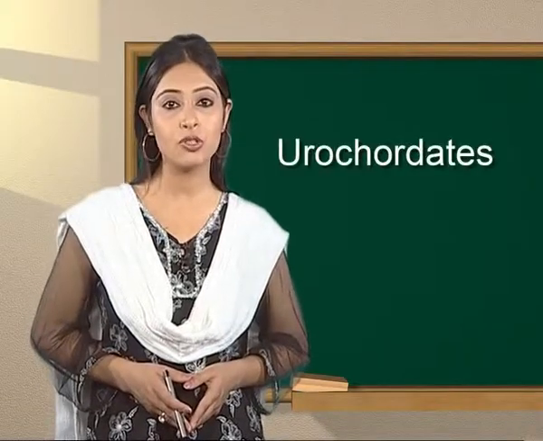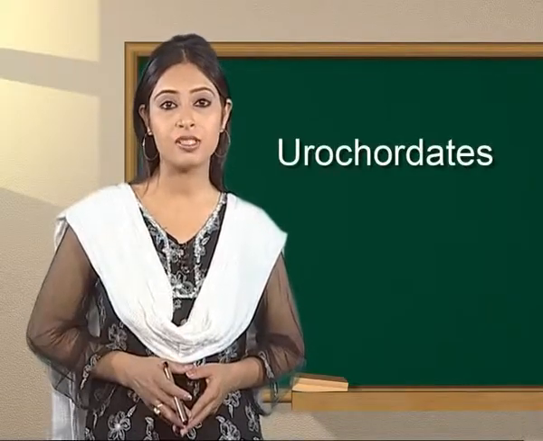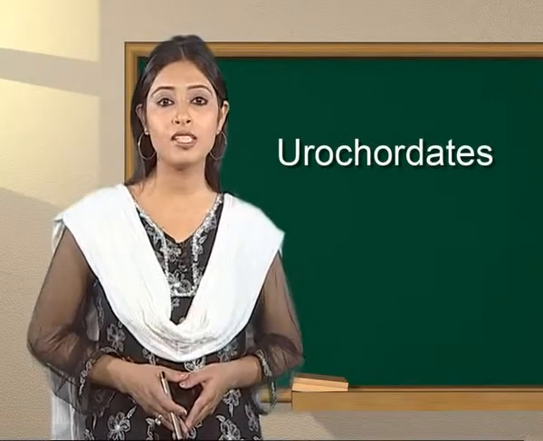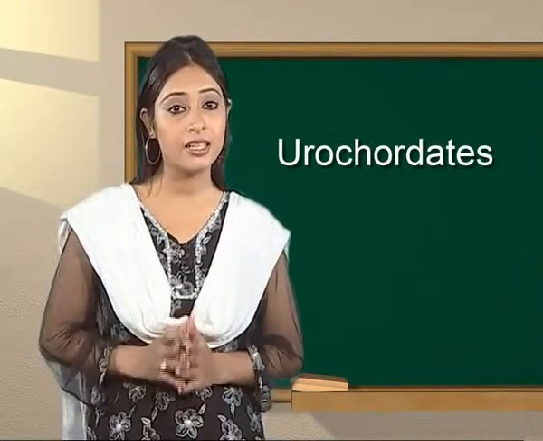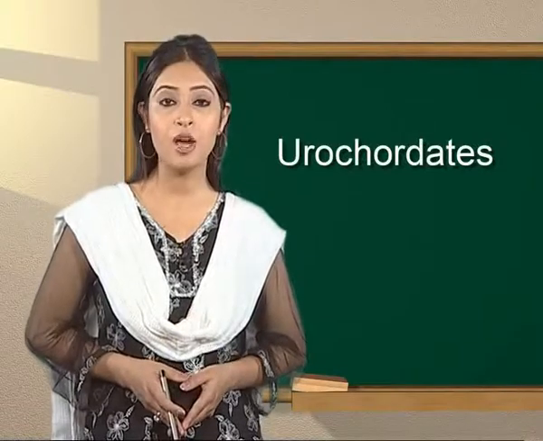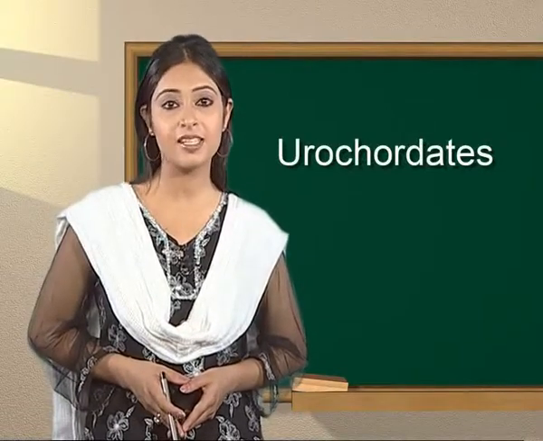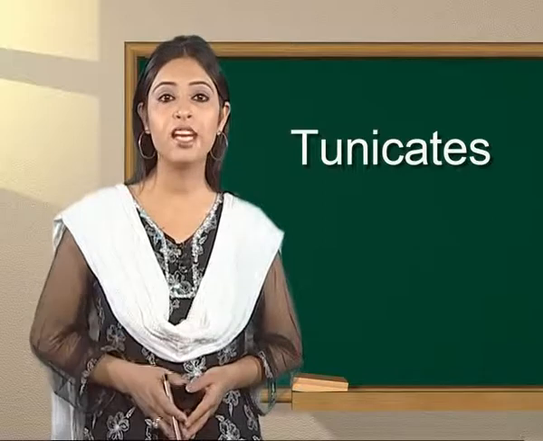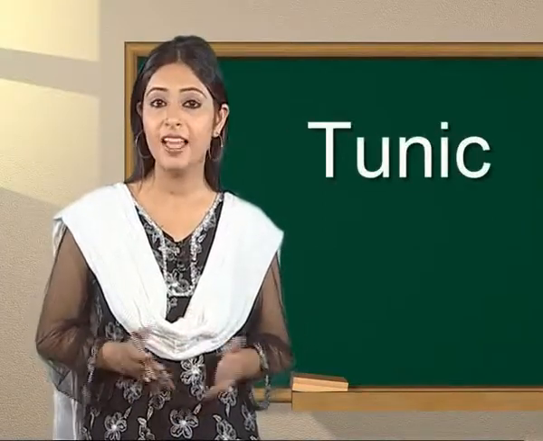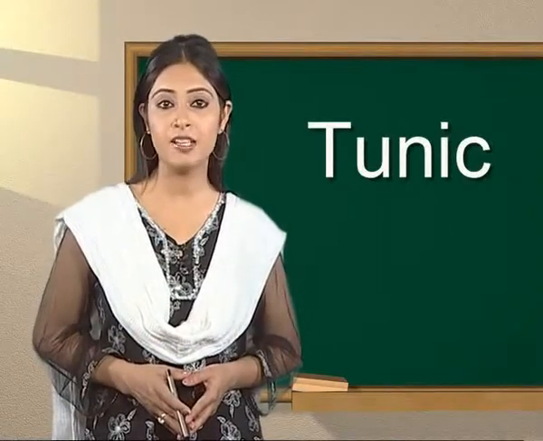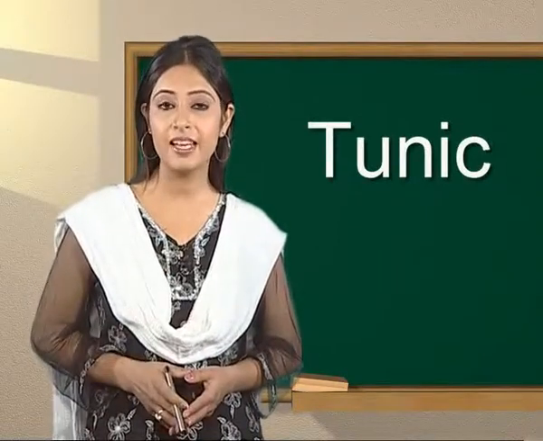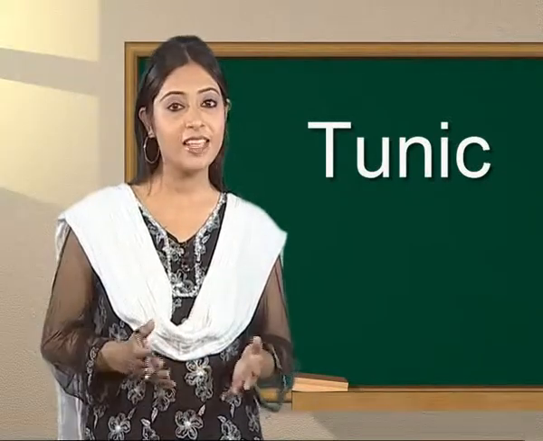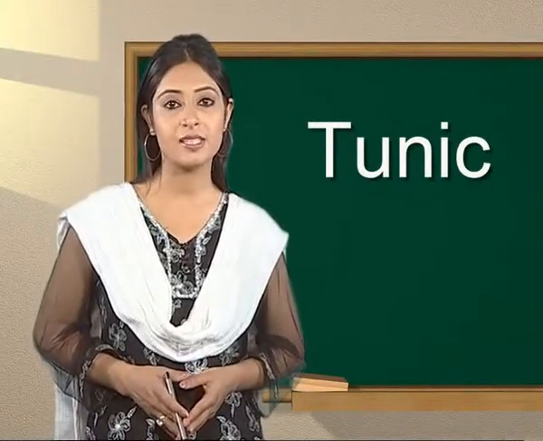Urochordates have a notochord and a nerve cord, but these are lost in adulthood. So the adults lack the notochord but retain the pharyngeal slits. The urochordates are commonly called tunicates due to their protective covering known as a tunic. This tunic is made up of cellulose, which is very rare in animals.